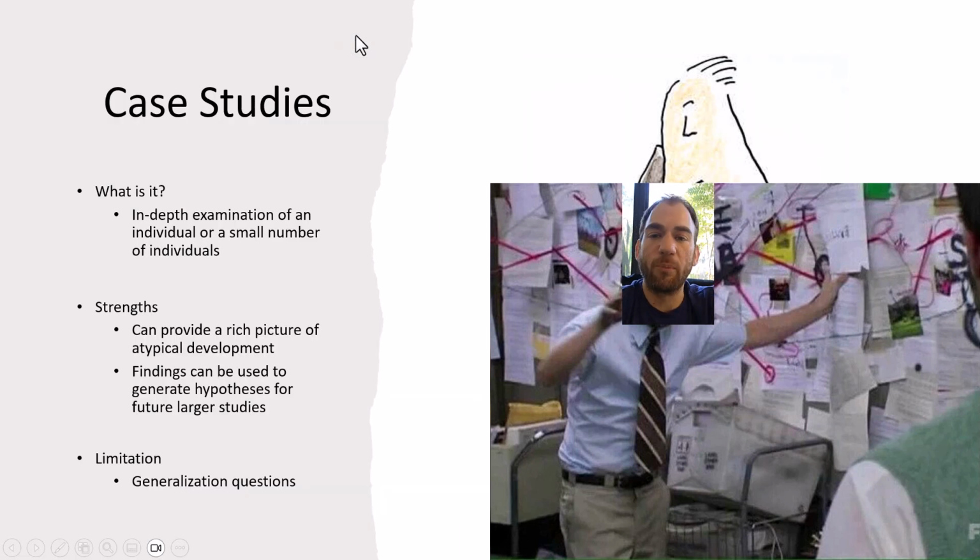Now let's walk through some more specifics here, beginning with case studies. What is it? It's an in-depth examination of an individual or a small number of individuals. Strengths: it can provide a rich picture of atypical development. Findings can be used to generate hypotheses for future larger studies. However, there are generalization questions. Now, each approach to research methods, or the specific methods you choose, will always have strengths and weaknesses. There is no magical perfect study, and there's no magical perfect method.